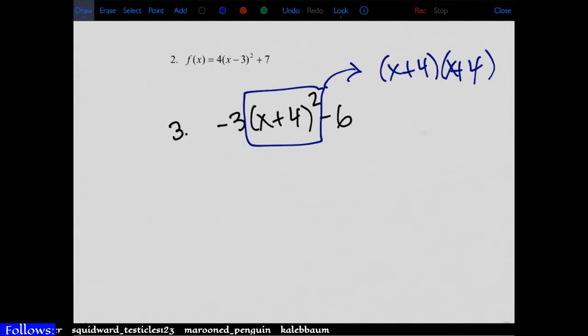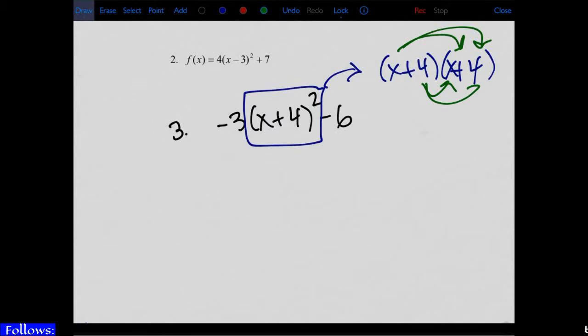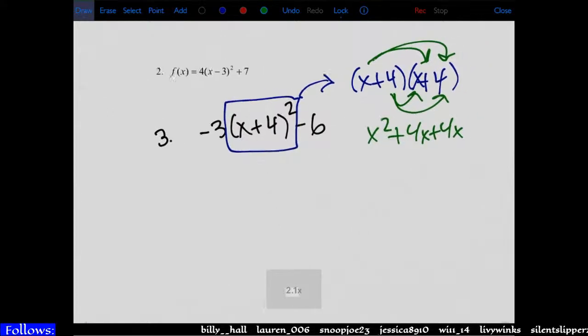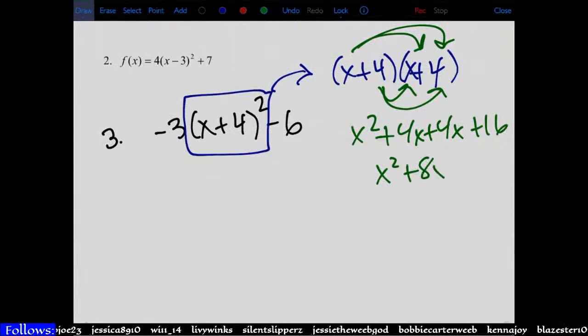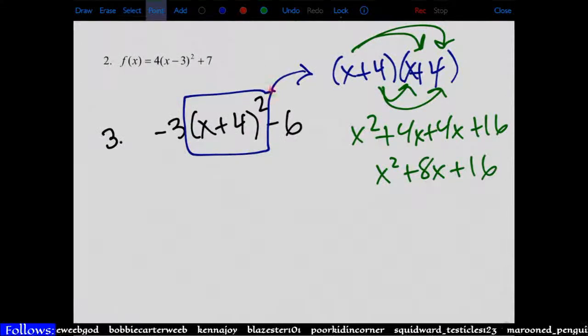How do we do that? We need to times the x by x, the x by 4, the 4 by x, and the 4 by 4. So we get x squared plus 4x plus 4x plus 16, which can be simplified to x squared plus 8x plus 16. Okay, so our x plus 4 squared turned into x squared plus 8x plus 16.